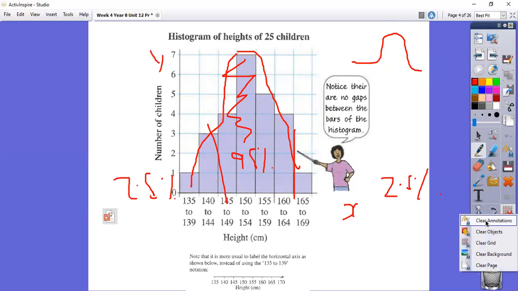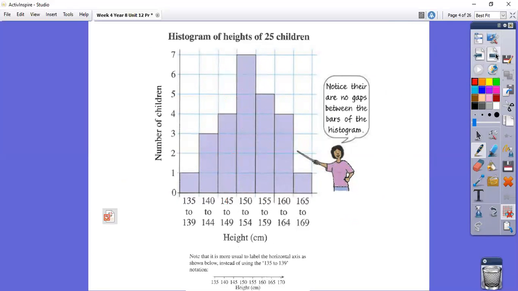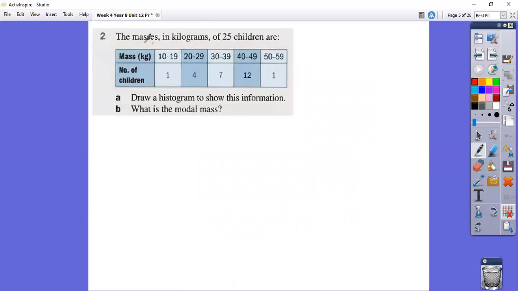Okay, so moving on. Here we've got question 2. The masses in kilograms of 25 children are given to us. Between 10 and 19, there was 1. Between 20 and 29, there was 4. Between 30 and 39, there was 7. Between 40 and 49, there was 12. Between 50 and 59, there was 1. So draw a histogram, and what is the modal?